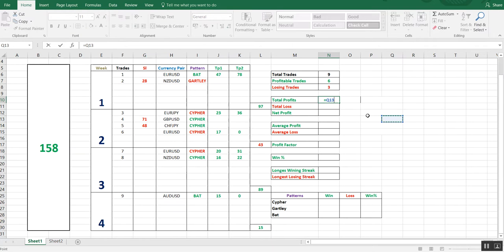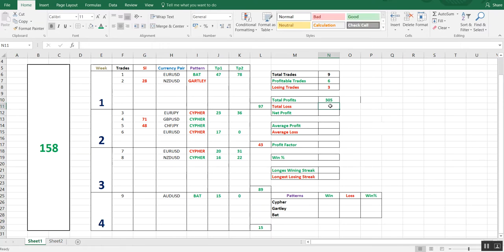This I should have done. Wait, hold on. I think there should be an easier way to do this. Is this sum? Yeah, sum. There we go. I think this is the way to do it.